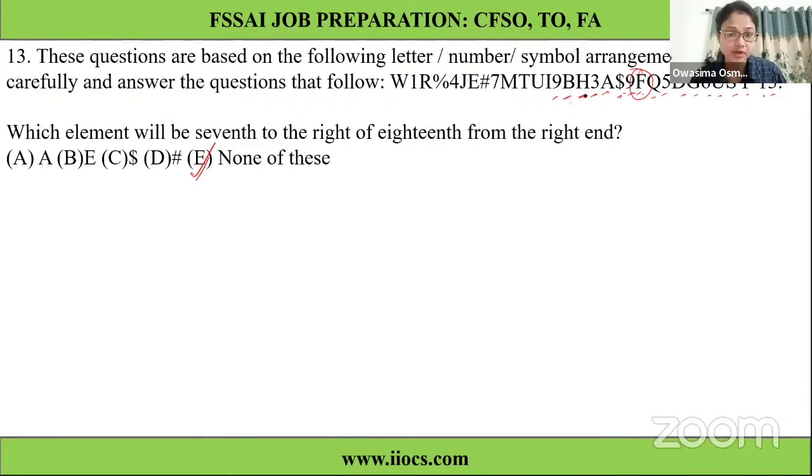Is it correct? 1, 2, 3, 4, 5, 6. 9 is the term. 7th, 1, 2, 3, 4, 5, 6, 7. This F will be the answer.